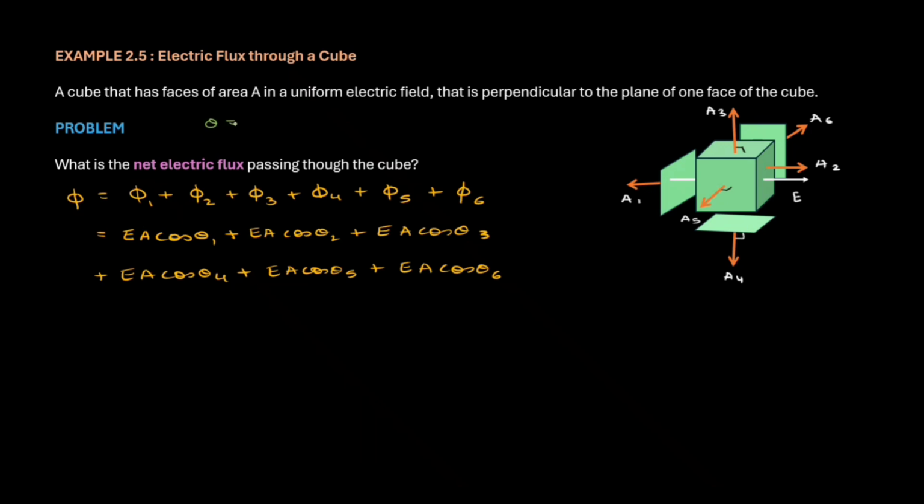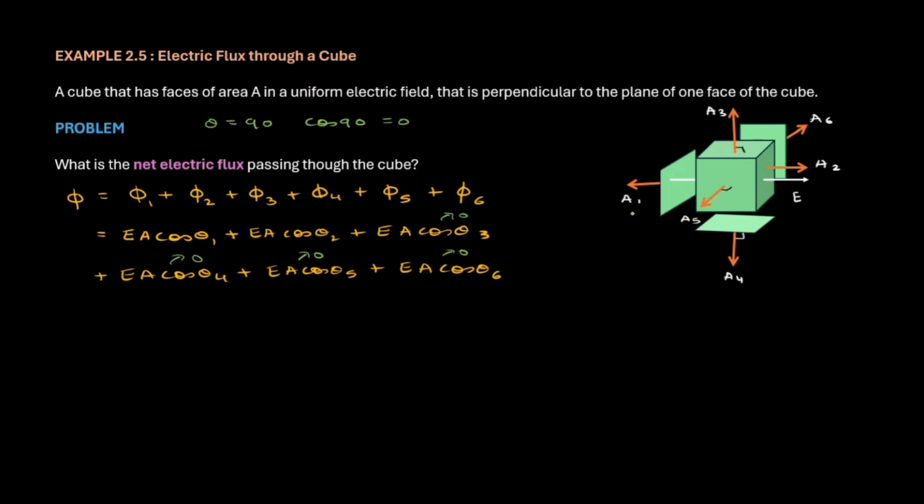So if they are perpendicular to the electric field, the angle theta that they make with the electric field will be 90. And we know that cosine 90 is equal to 0. So all of these terms with theta 3, theta 4, theta 5 and theta 6, since they all make an angle of 90 degrees, will come out to be 0. So flux through these 4 faces of the cube will be 0 and we will only be left with flux through surface 1 and surface 2.